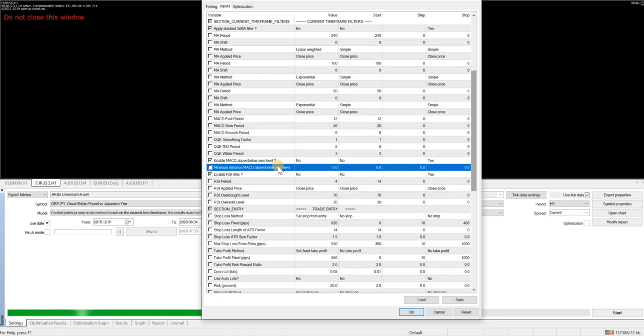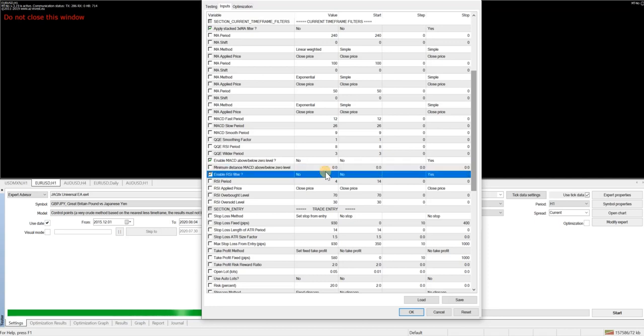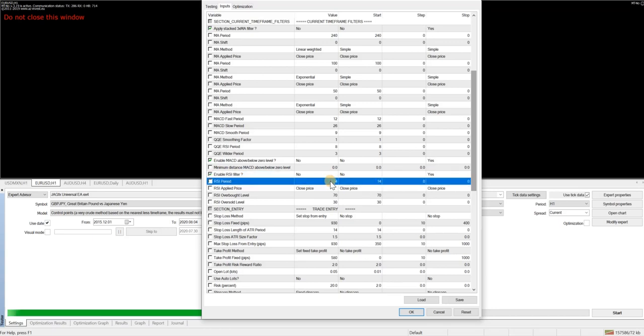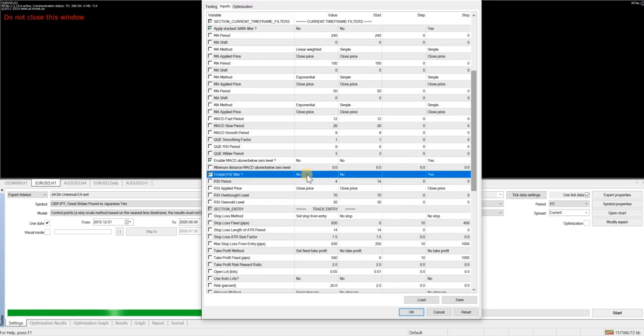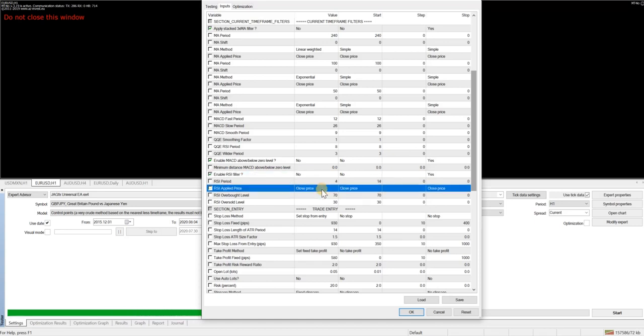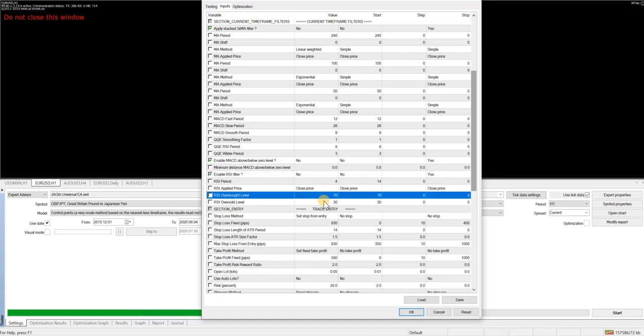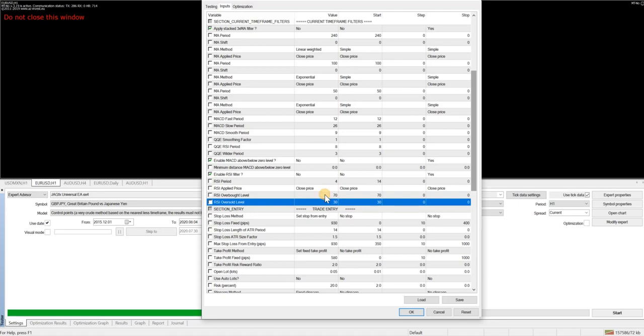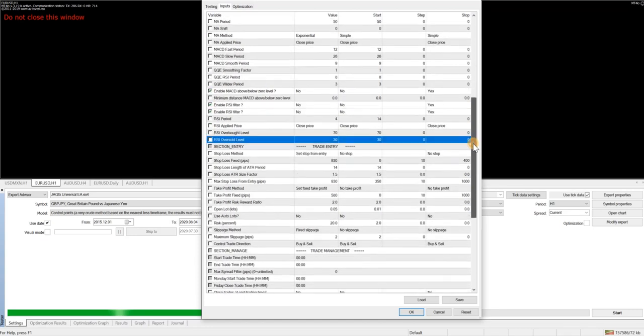And in nominate a distance, you just got to be careful with distances from the 0 level because each pair, each time frame is different. You just can't put 0.2 in there. It'll be different on every pair and every time frame. Enable the RSI filter, which is just my JAGfx RD, yes or no. That's just your RSI, overbought, oversold. I've got it no in this case, close price. And these are the settings, your overbought and oversold levels, 70 and 30. So there's all your little filters there. Moving down.